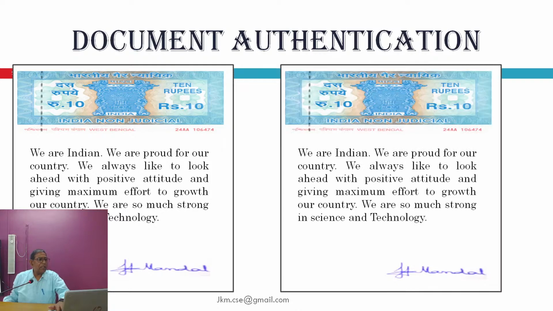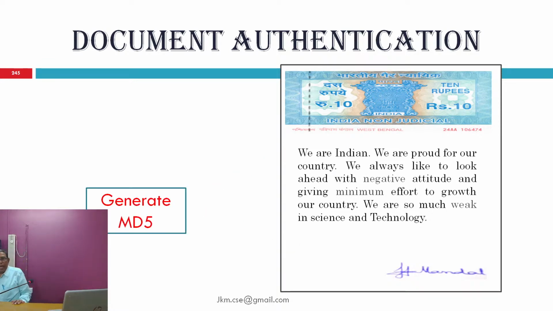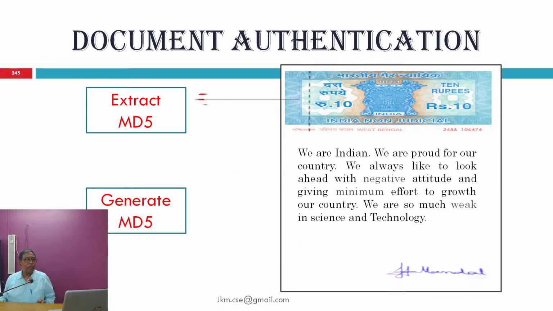At the receiving end, I have got this. So how do you authenticate it? First, once again I shall compute the one-way hash function. That means I shall generate the MD5, and then extract the embedded MD5. And you take the data from the private or confidential channel. Then you just compare. If all three match, then you can say that this legal document is authenticated.